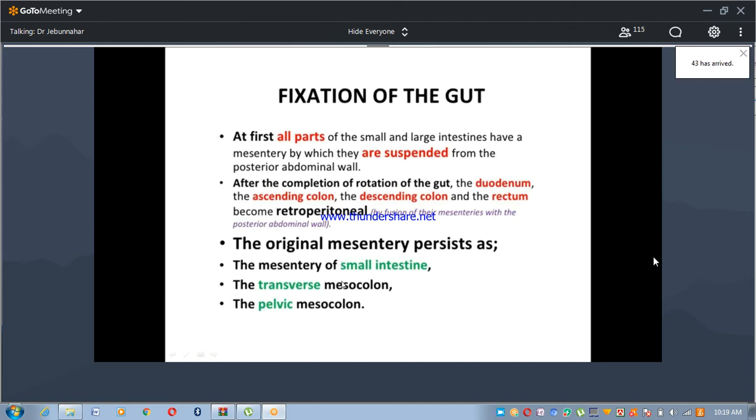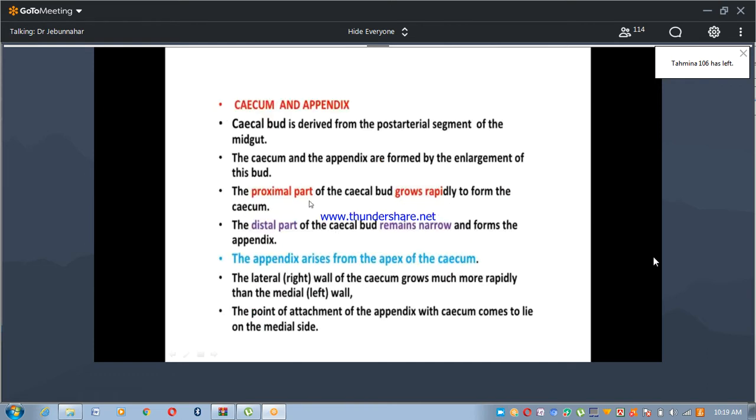The original mesentery persists as the mesentery of the small intestine, the transverse mesocolon, and the pelvic mesocolon, or sigmoid mesocolon. Pelvic mesocolon is known as sigmoid mesocolon. So the cecal bud is derived from the post-arterial segment of the midgut. The cecum and the appendix are formed by the enlargement of this post-arterial segment of the midgut. The proximal part of the cecal bud grows rapidly to form the cecum. The distal part of the cecal bud remains narrow and forms the appendix.